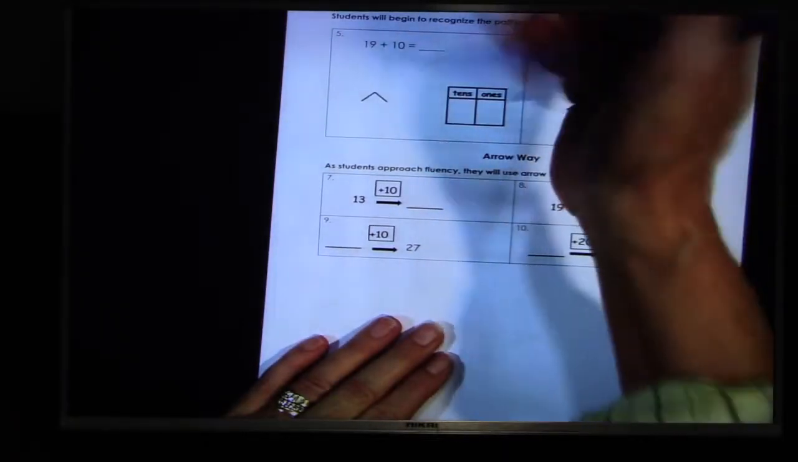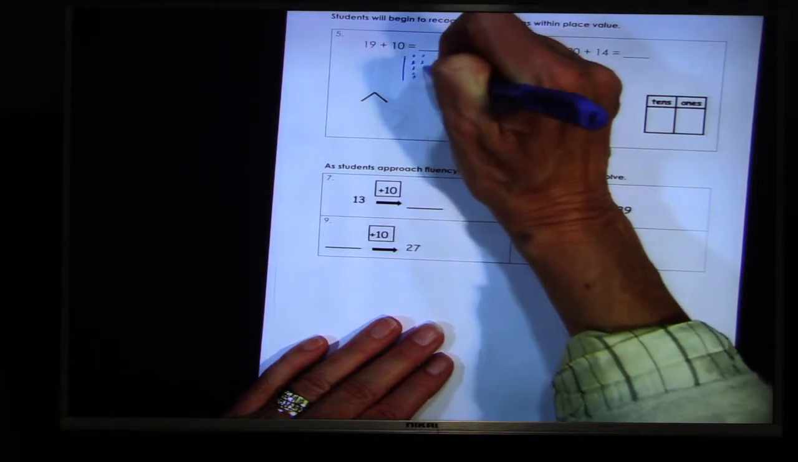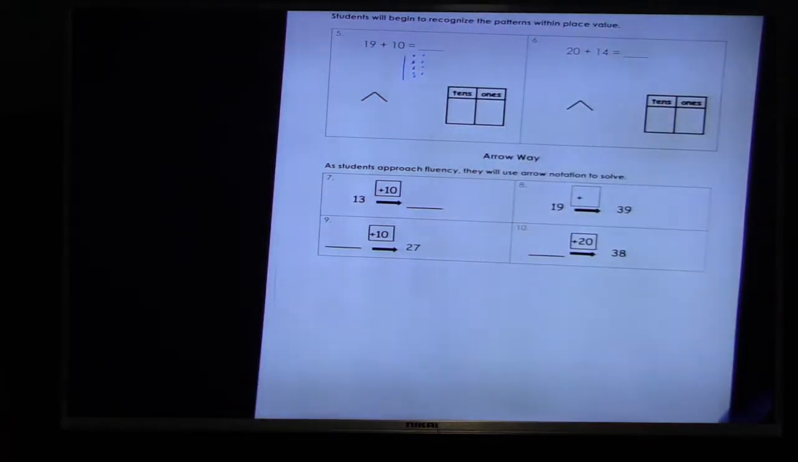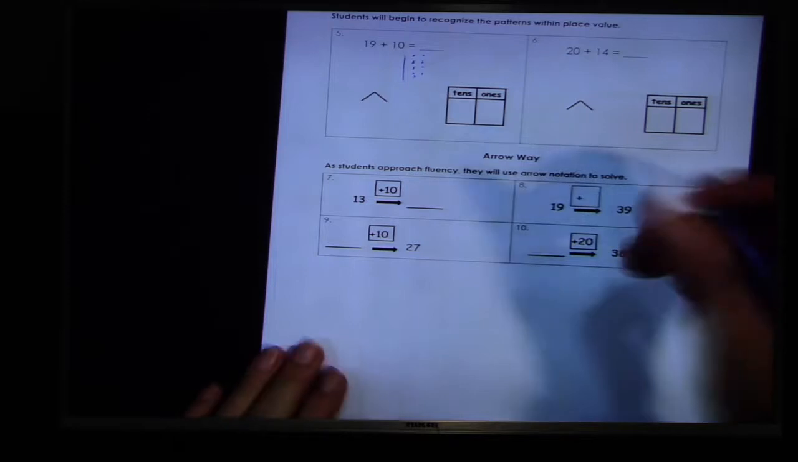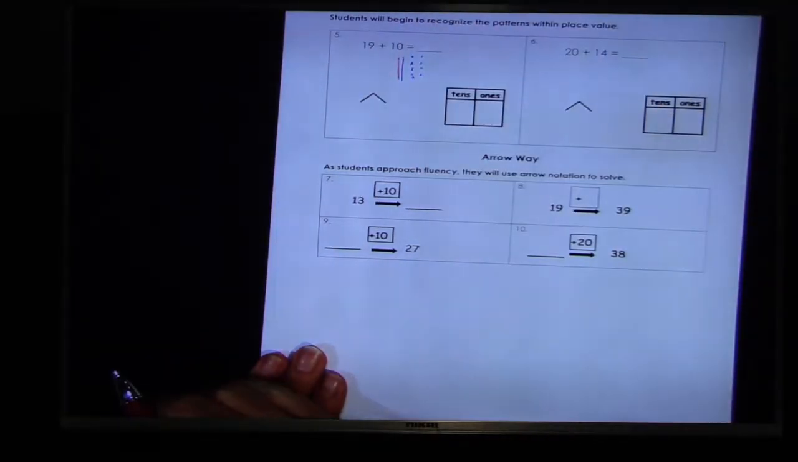If I have 19, I could go 20, 21, 22, 23, 24, 25, 26, 27, 28, 29. It will work, guarantee it. Or now that I understand this idea of about 10, I could just add one more 10 and I get 29. So this is where efficiency comes in and it becomes accuracy, and this is showing that the kids really understand place value.